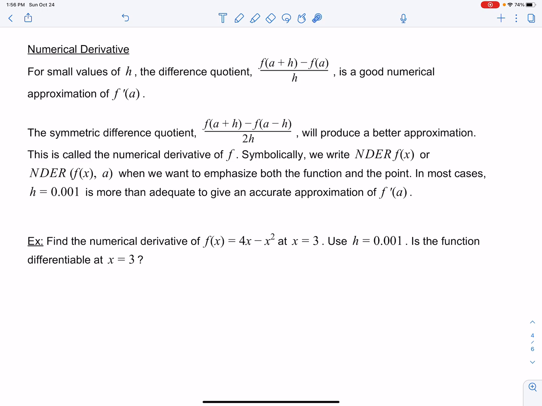Symbolically, we can write NDER of f of x, or NDER, and sometimes we put f of x and that value of a that we care about when we really want to emphasize both the function and that point. In most of the cases that we're going to look at, a small h value of 0.001 is going to be more than enough to give us an accurate approximation of the derivative of our function.